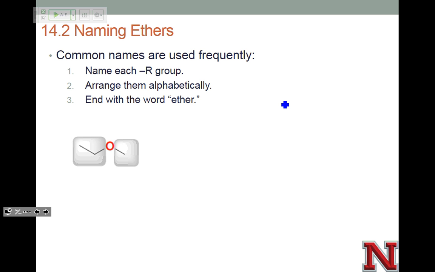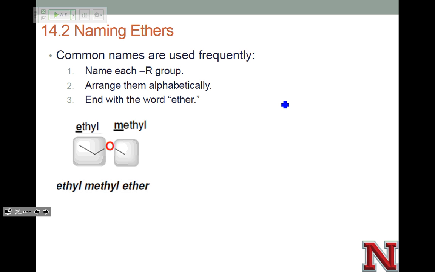For example, this is ethyl methyl ether. We have an ethyl on one side of the oxygen, a methyl on the other. We put it in order alphabetically and put ether at the end. You do put spaces between, typically in IUPAC we wouldn't put spaces between ethyl and methyl, we do put spaces here.